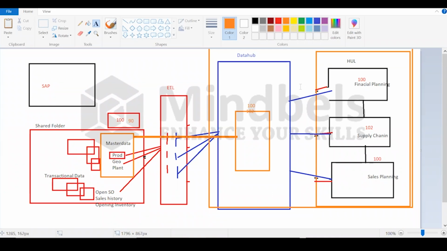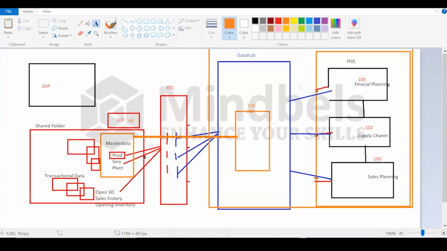In the Anaplan community, they keep on saying that the data hub is a single source of truth. How is it a single source of truth? You got it, right? Any confusion? No? Got it, Renu. All of you.